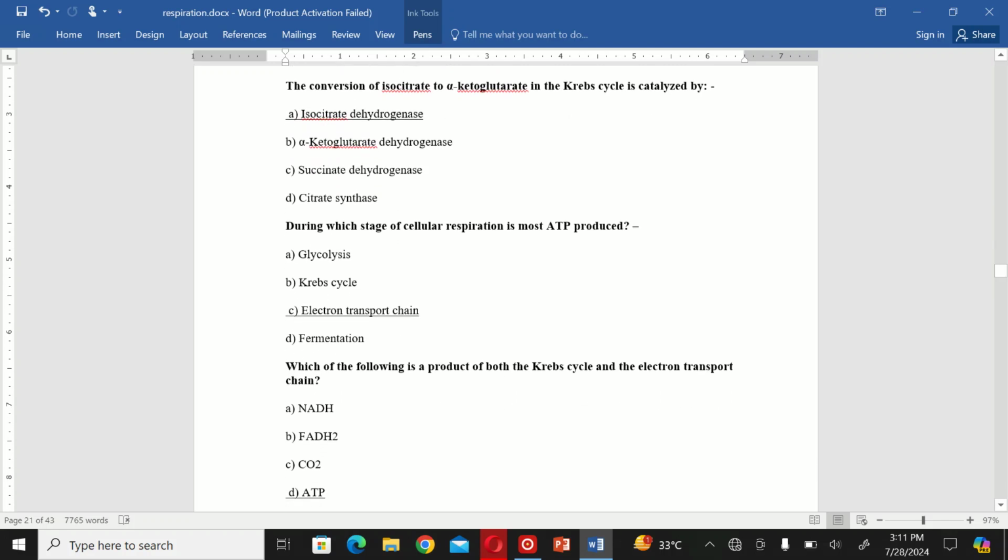The next MCQ is the conversion of isocitrate to alpha ketoglutarate in the Krebs cycle is catalyzed by A. Isocitrate dehydrogenase, B. Alpha ketoglutarate dehydrogenase, C. Succinate dehydrogenase, and D. Citrate synthase. So the correct option is A.